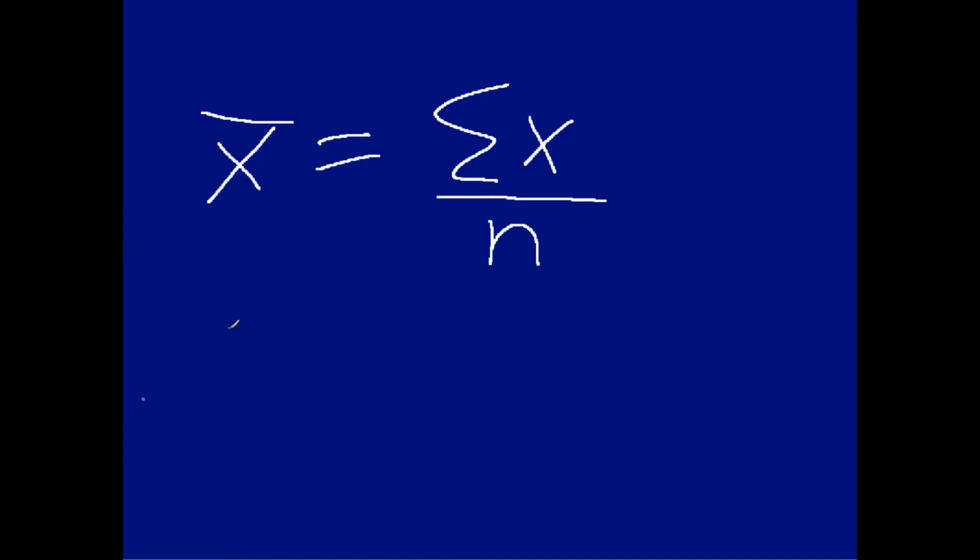As you know, the X bar is the sample mean. The summation sign means to add up all the instances or all the examples of X, if you will, and N is the size of the sample. In other words, how many examples or how many observations you have inside the actual data set.